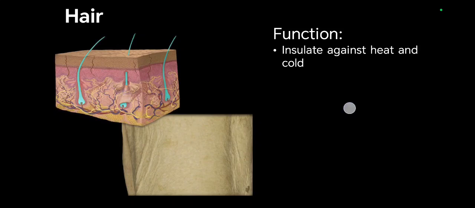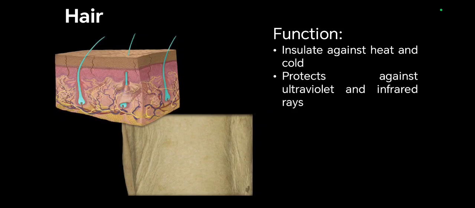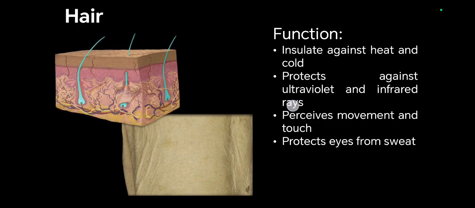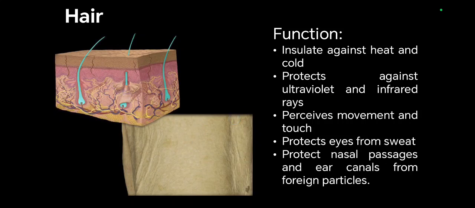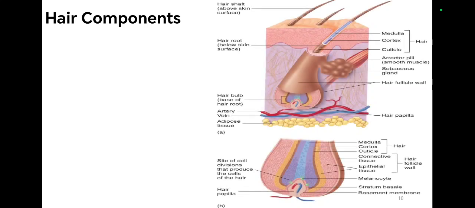Now, the function of the hair: this insulates against heat and cold. This is one of the components, right? And then it protects us against ultraviolet and infrared rays. It also perceives movement and touch and protects eyes from sweat, especially our eyebrows in the head. And then it protects nasal passages and ear canals from foreign particles because they are also located in our nose and in our ears.